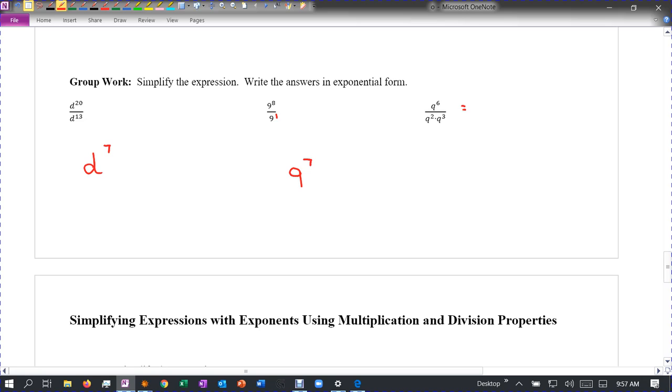On the next one, what we want to do first is put together on the bottom, put these two together. We're multiplying those. They have the same base, so we add the exponents, q to the 5. And now we use the division to do subtraction. So 6 minus 5 is 1. So our answer here is just q.